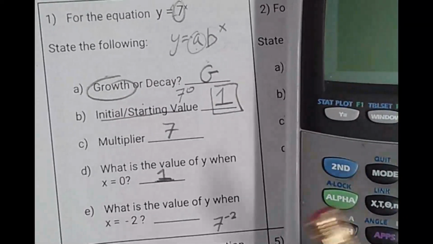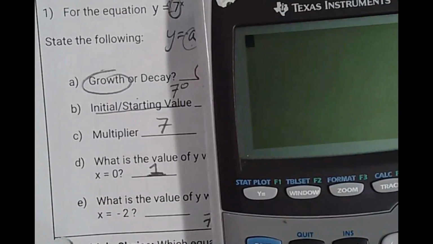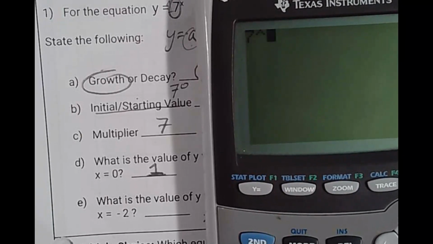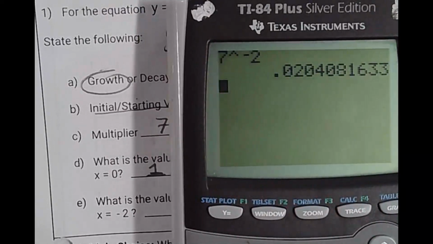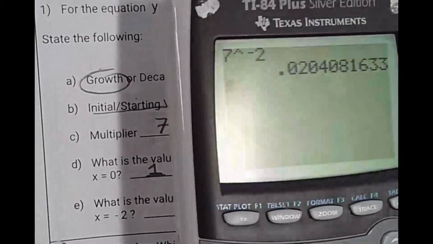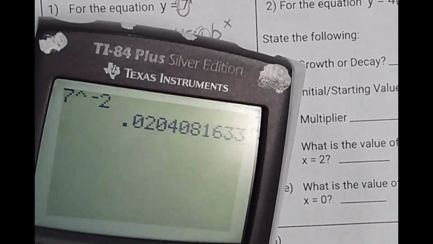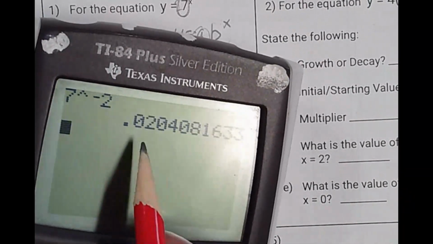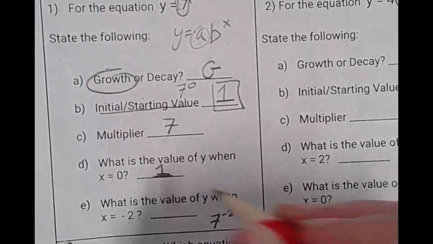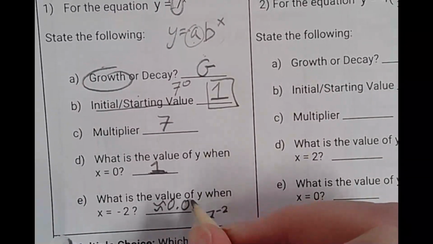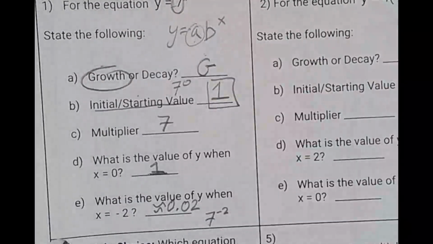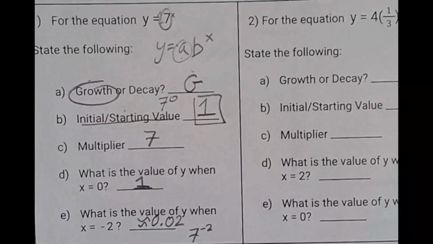Turning on my calculator, I can do 7 to the negative second power, and it'll tell me the answer. Since this is a decimal, I can go ahead and write down a couple of decimal places. Perhaps 0.02 would be okay. A couple of decimal places is good for accuracy there. Okay. Next up is number 2.